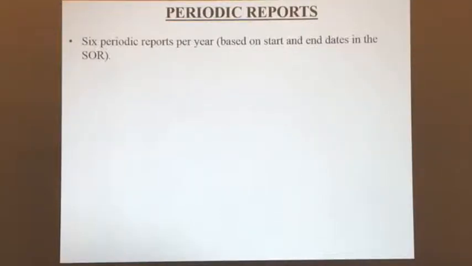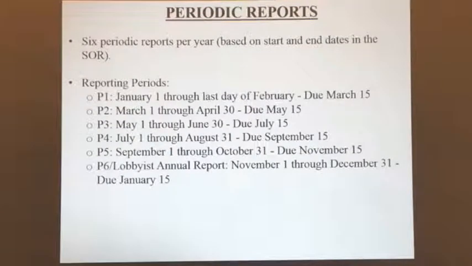So first step, the statement of registration. The next step will be your periodic reports. Okay, there are 6 periodic reports per year. They're on a bi-monthly schedule, P1 through P6, and they report 2 months of activity and are due the 3rd month. So one important note, the P6 report is the lobbyist annual report, so you always have to file this report.